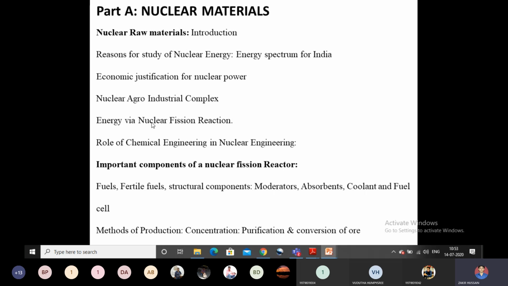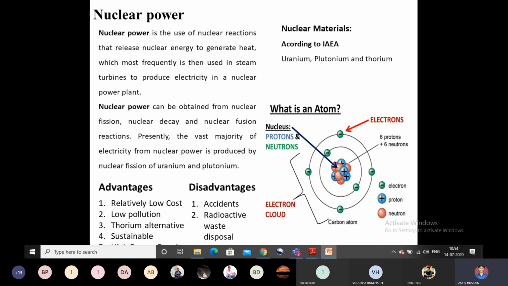Then the next important components which are present in the nuclear fission reaction. The components are fuels, obviously, whether a fertile fuel or a fissionable fuel, and the components of a reactor like moderators, absorbers, coolants, and the overall fuel cycle we have to discuss. Then the next is the methods of production, concentration, purification, and conversion of ores we have to discuss. This is the part A syllabus.